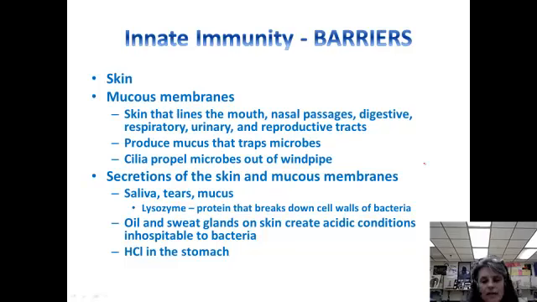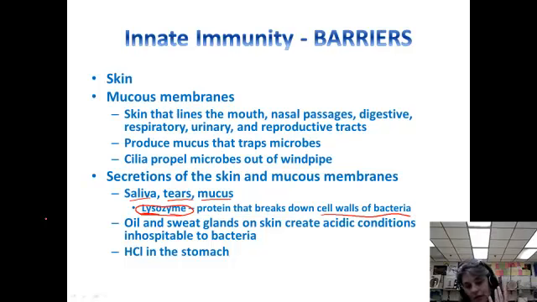Secretions of the skin, this is important. Saliva, your spit, tears, and mucus all have a particular enzyme in them called lysozyme. You can tell it's an enzyme. It doesn't have the ase, but it does have the zyme. Lyso referring to lysis. It breaks down cell walls of bacteria. So in your spit, in your tears, in your mucus is an enzyme that is going to break down the cell walls of bacteria, which will cause them to pop, because water will flow into them and they will have no way to prevent themselves from exploding if they have no cell walls.